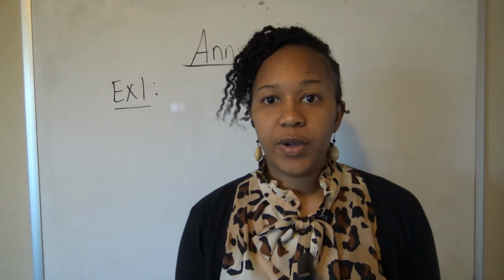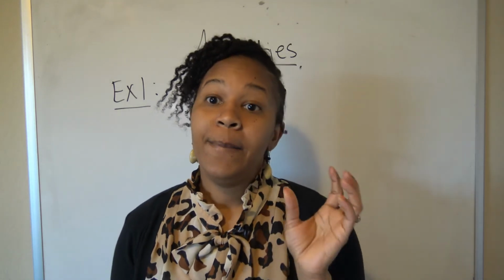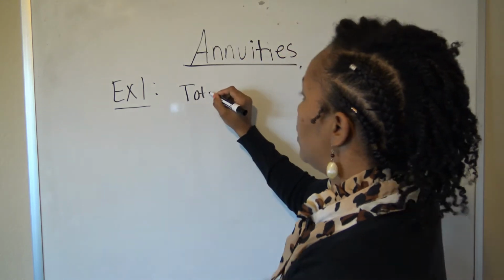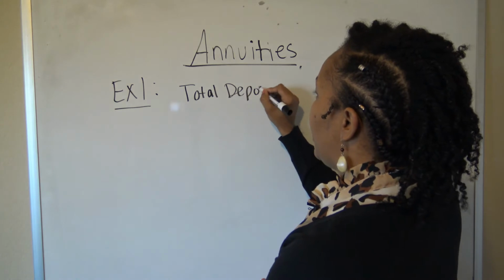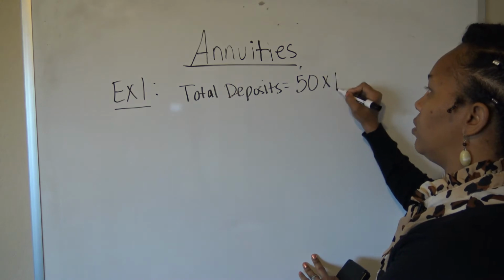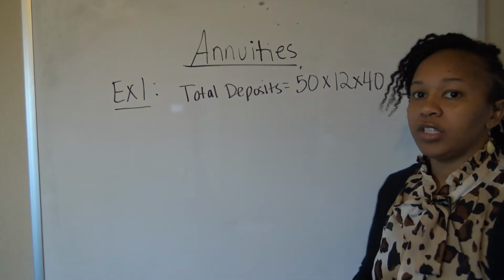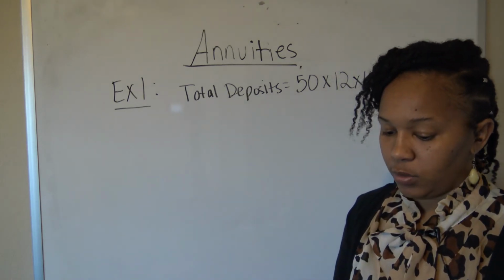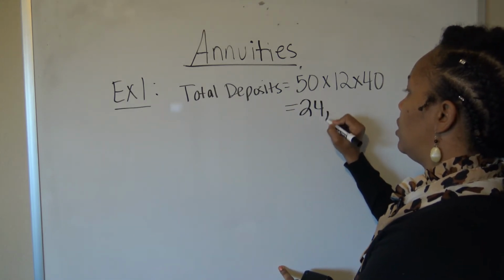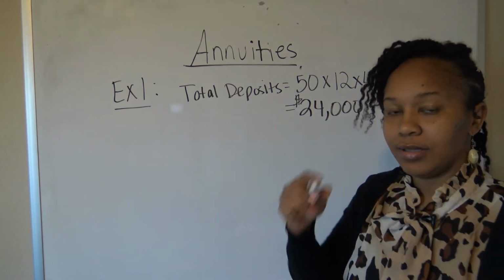So now in order to figure out how much of that $87,052 came from interest, we need to figure out how much did we actually deposit. So the total deposits will be found by taking how much you deposited, which was $50. We did it every month, so there's 12 months in a year, and we did it for 40 years. So this will actually give you your actual deposit. So 50 times 12 times 40, and you get $24,000. So we only actually deposited $24,000, alrighty?